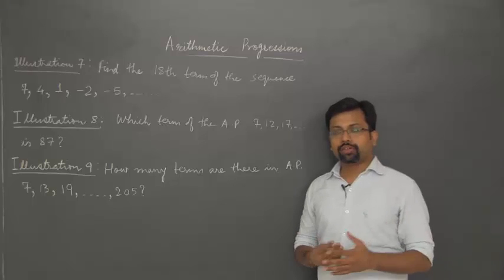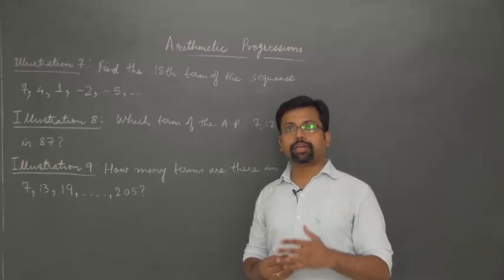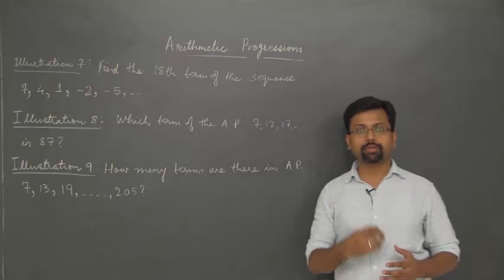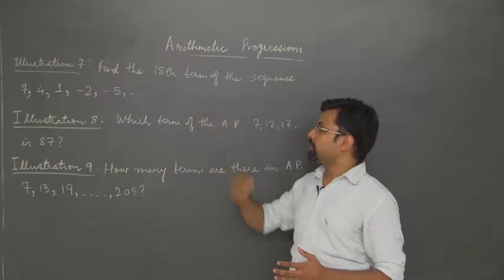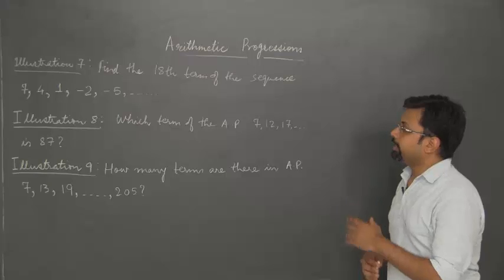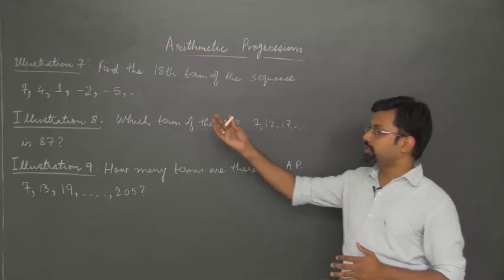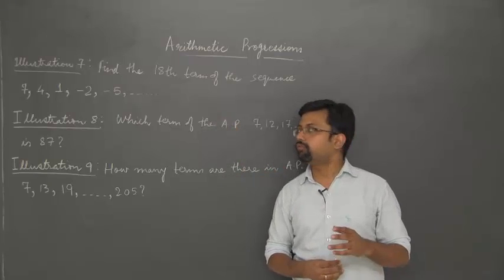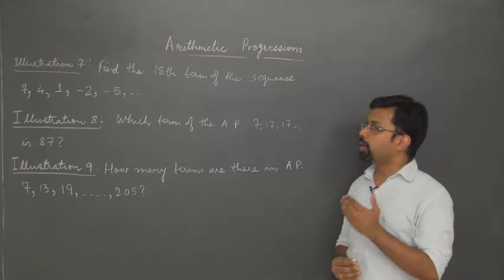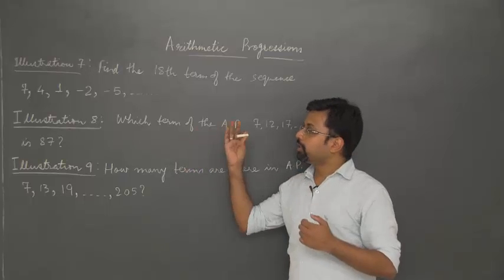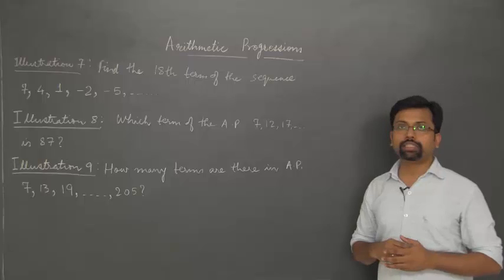Now the next set of illustrations are based on the nth term of an AP. So let us take them one by one. Illustration 7 is about finding the 18th term of a given sequence. The given sequence is 7, 4, 1, minus 2, minus 5 and so on. We have to find the 18th term.